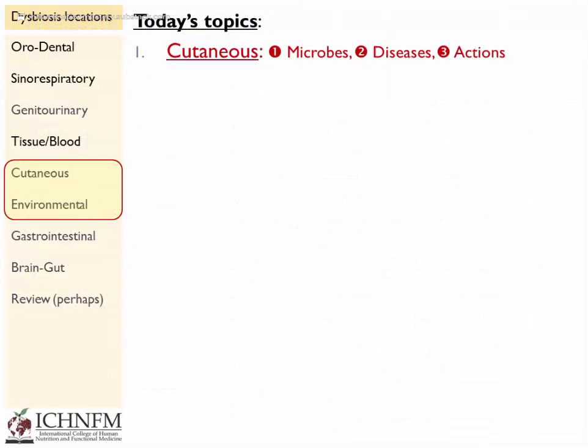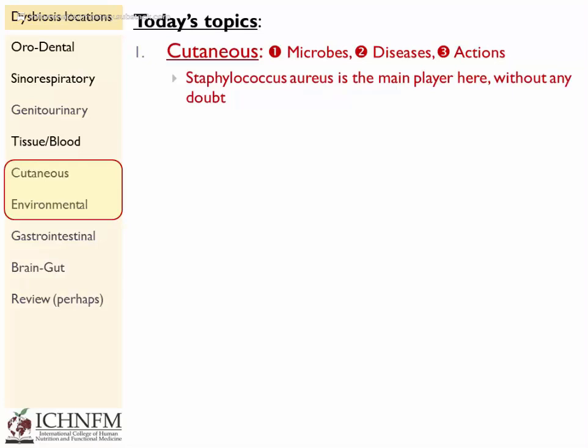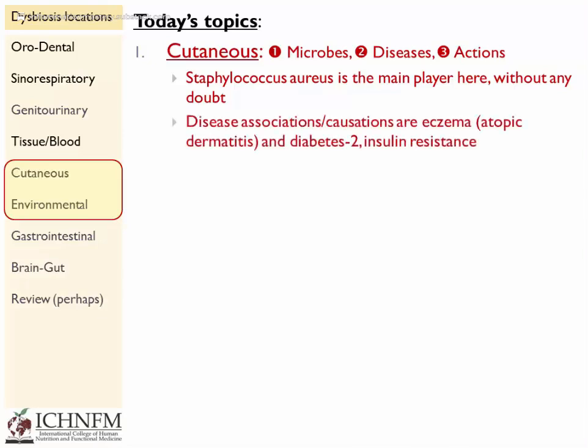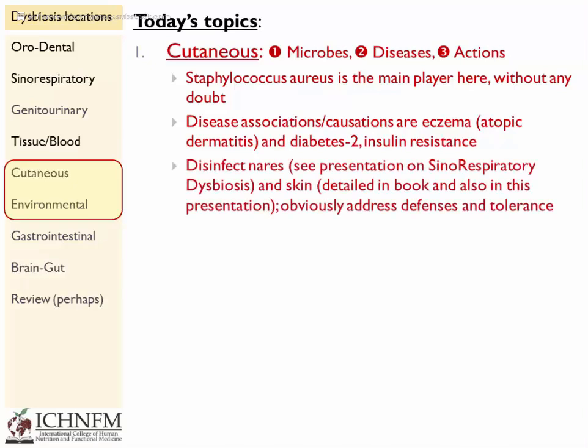Today we're going to focus on cutaneous dysbiosis-induced disease, and again, clinical actions that we can take. In this conversation, Staphylococcus aureus clearly is the main player, and I think we can say that without any doubt. Disease associations or disease causations include eczema, atopic dermatitis, and type 2 diabetes, and specifically insulin resistance. What we can do about this is disinfect the nares.